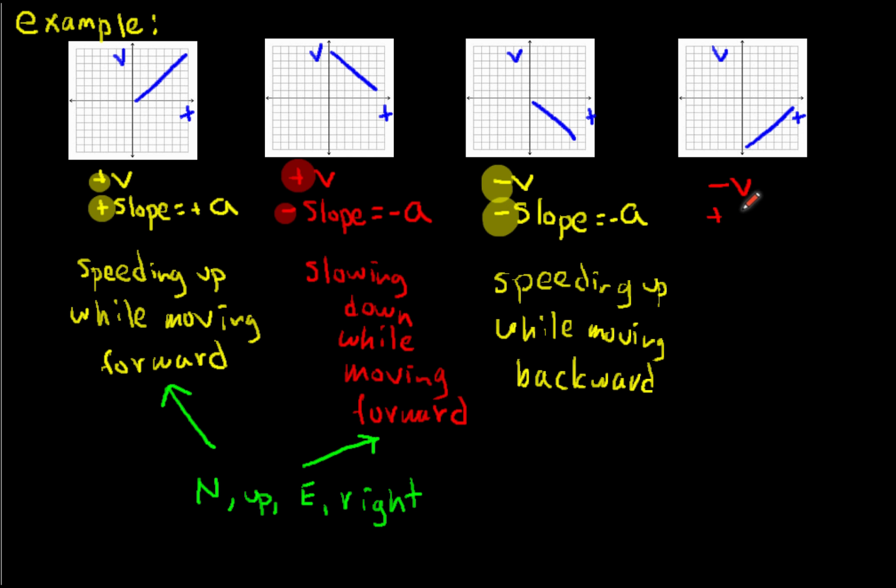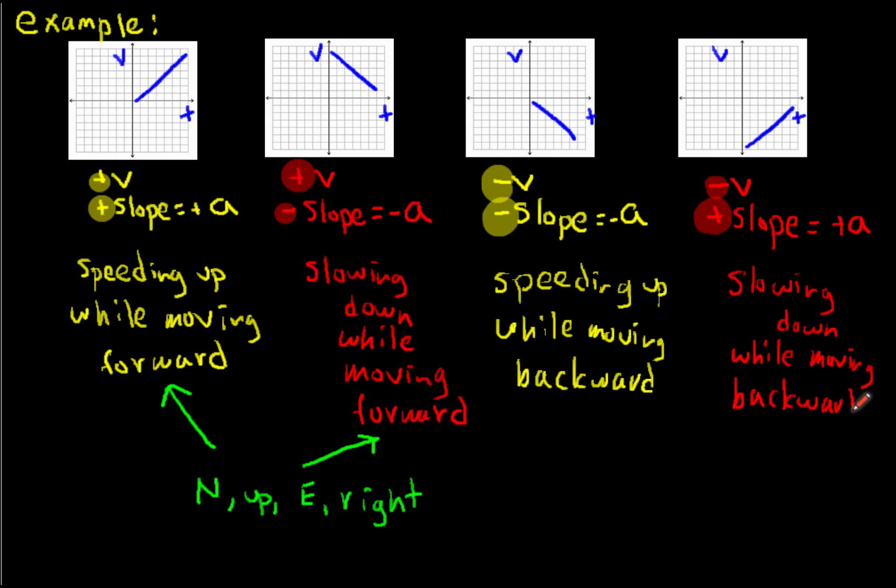The final graph has a negative v, but a positive slope, which means a positive acceleration. The signs are opposite, which means we know that the object is slowing down. And since it's a negative v, we know it's slowing down while moving backwards. And of course, backwards could refer to any of our negative directions, which include south, down, west, or left.